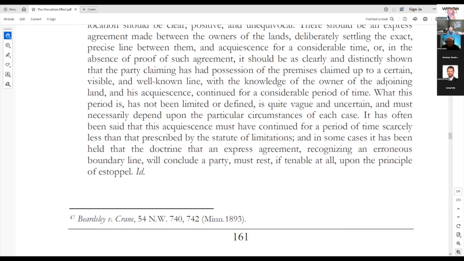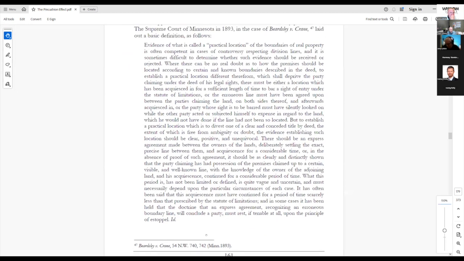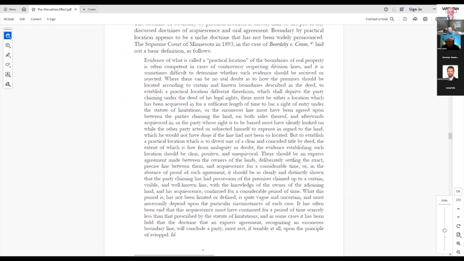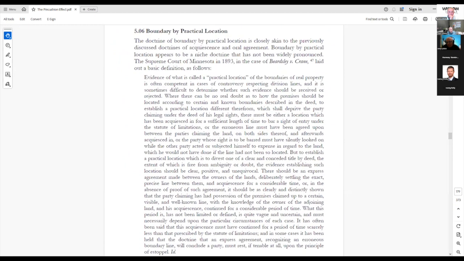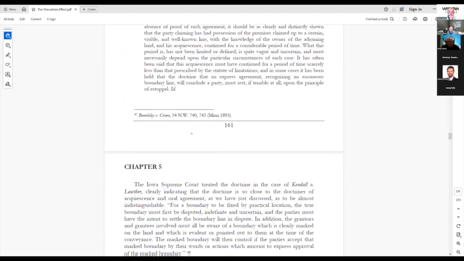That's a huge mouthful there, but it just lends into a lot of what we're talking about and what we're about to talk about with estoppel. So the practical location means a reasonable location for that boundary line, all things considered. That's the simplest way I can kind of put that one.